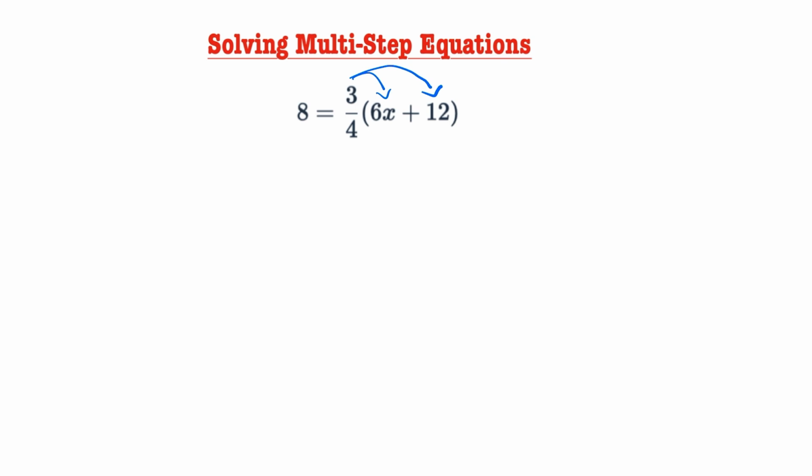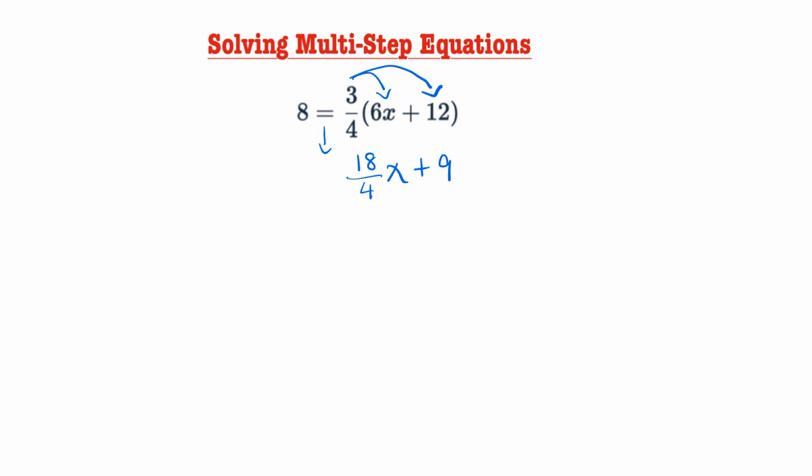So I remember that when I distribute, I have to multiply the term outside of the parentheses by both terms that are inside, or more terms if there's any more terms. So we're going to do 3/4 times 6x. That's going to give me 18/4 x. And 3/4 times 12, which is going to give me a 9.